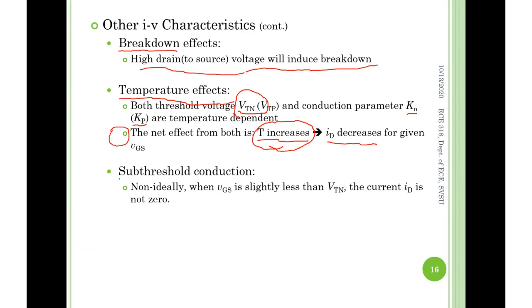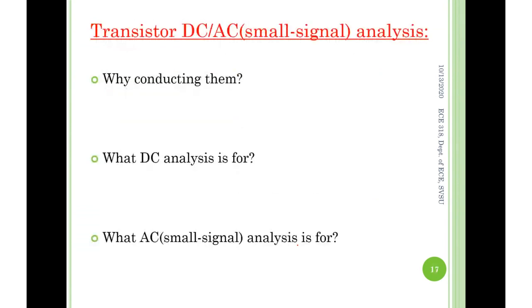And the sub-threshold conduction. This means, not ideally, when your VGS is below the threshold voltage, actually the current is not absolutely zero. It starts to have some current build up. It's not absolute zero. Okay. This is the so-called sub-threshold. These are some minor IV characteristics, and these are all about the basics.